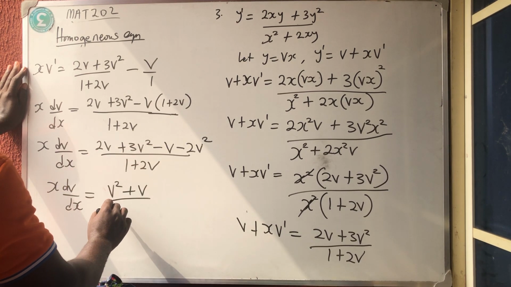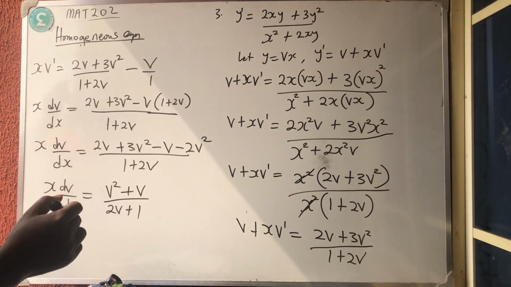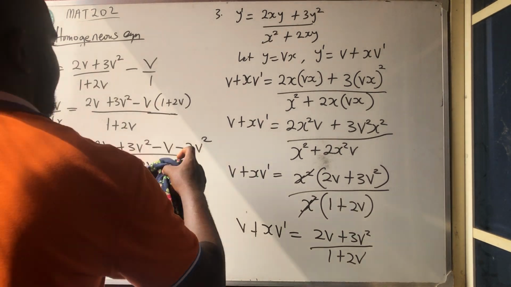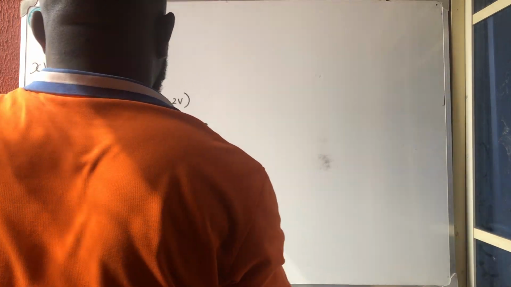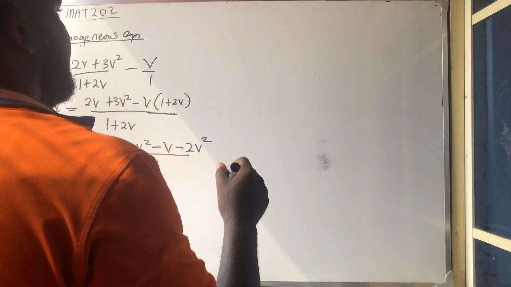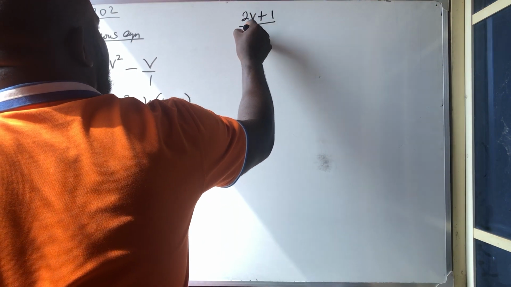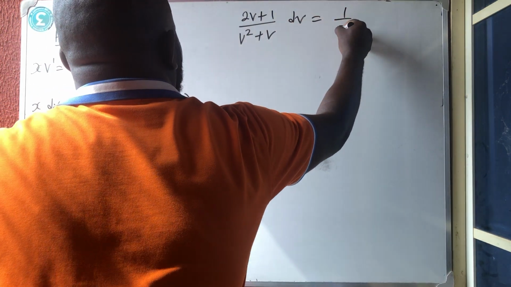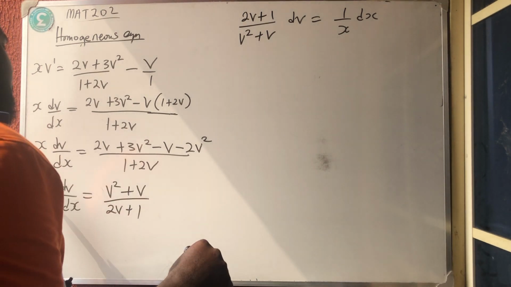Let me write this one very well as (2v + 1) over (v squared + v). Okay, so let us separate. In our separation, let all the v be on one side and all the x on the other side. Since the v is already up here, this one comes up and this one comes down. So I'm having (2v + 1) all over (v squared + v) dv is equal to 1 over x dx.